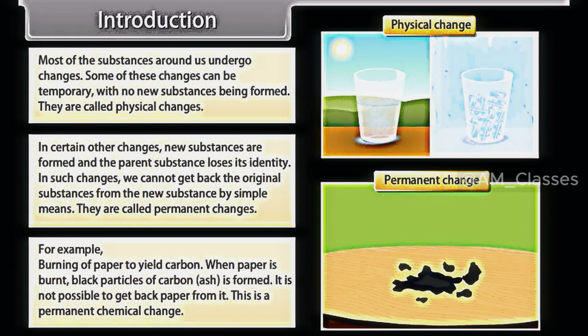For example, burning of paper to yield carbon. When paper is burnt, black particles of carbon, ash, are formed. Now it is not possible to get back paper from it. This is a permanent chemical change.